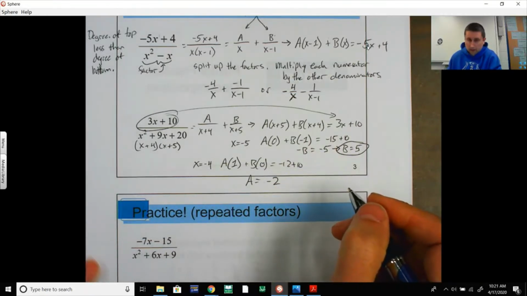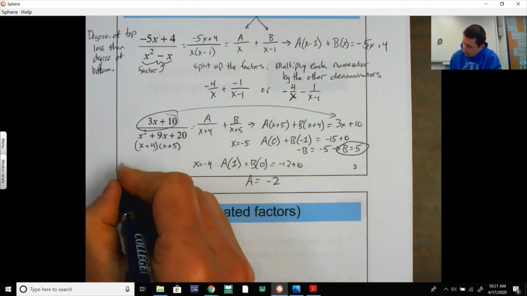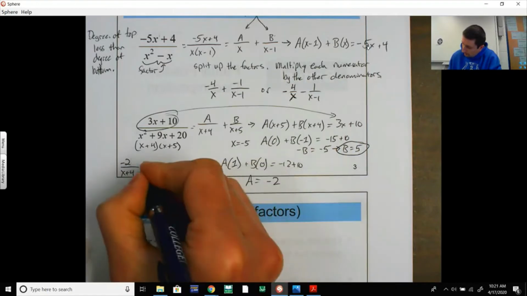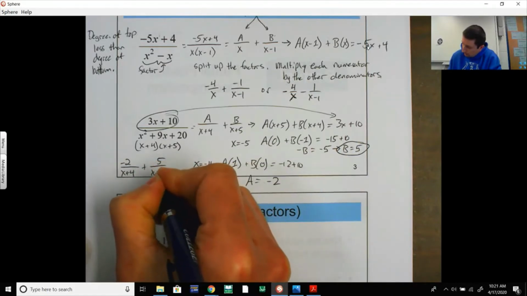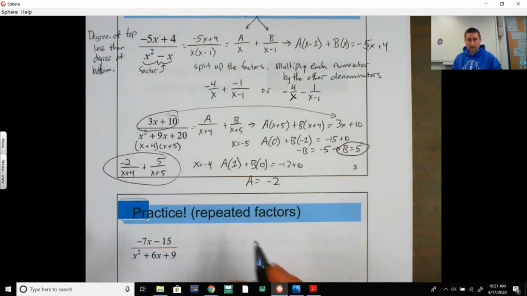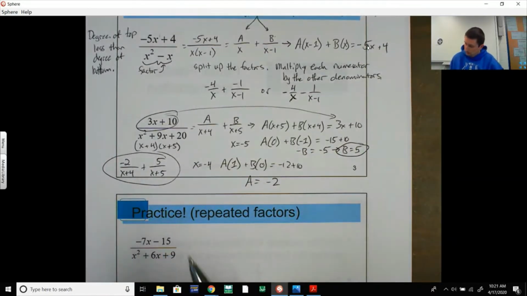So your final answer is you're going to put these back up here. You get negative 2 over x plus 4 plus 5 over x plus 5. You do not reduce those 5s because it's 5 over x plus 5. It's not 5 over 5. It's 5 over the quantity x plus 5.